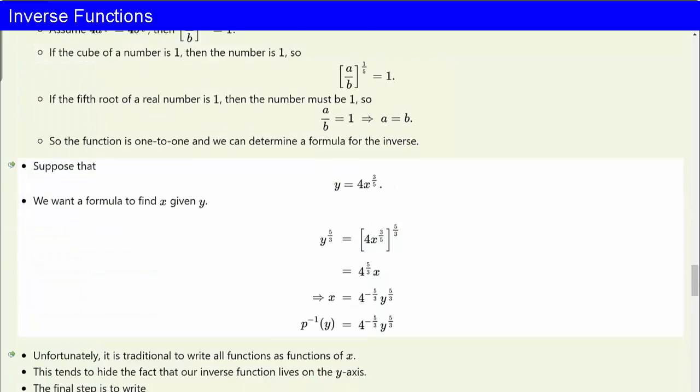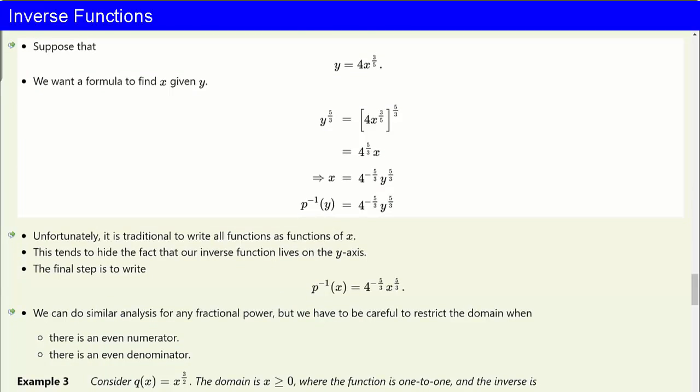We can determine a formula for the inverse, which I admit is intuitively obvious, by reasoning as follows. Suppose that y equals 4x to the 3/5. We want to find a formula for x given y. So we take the 5/3 power of both sides, and we conclude that y to the 5/3 is 4 to the 5/3 times x. And then we solve for x. x is equal to 4 to the minus 5/3 times y to the 5/3. And that's the formula for the inverse function. p inverse of y is 4 to the minus 5/3 times y to the 5/3.